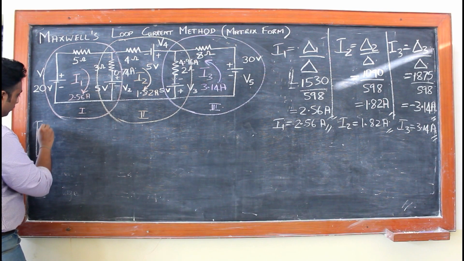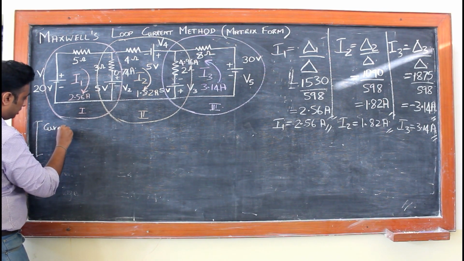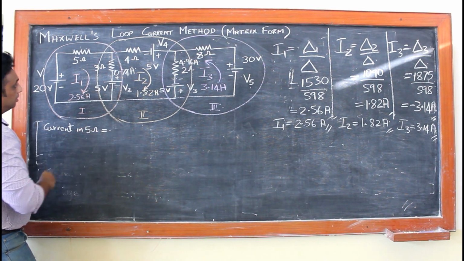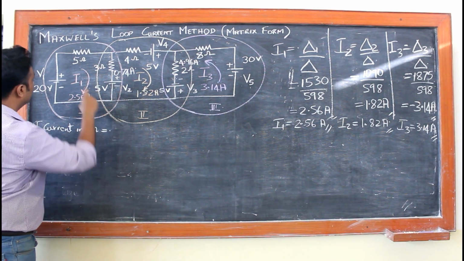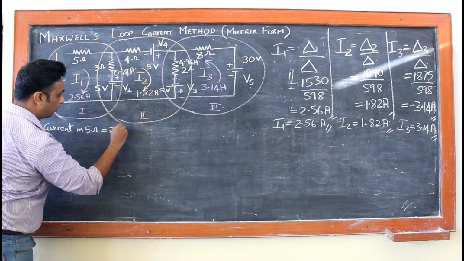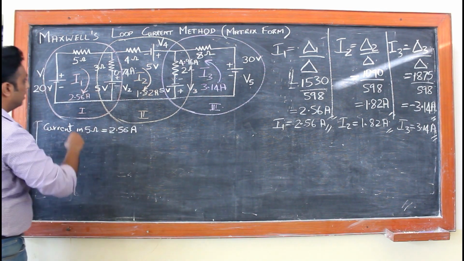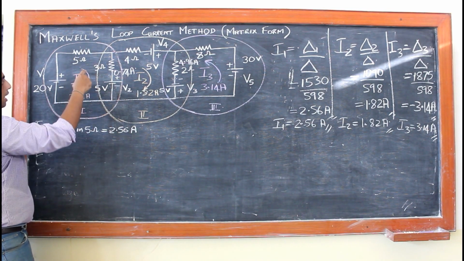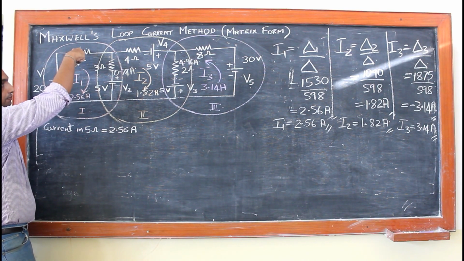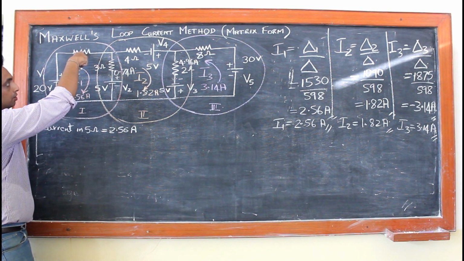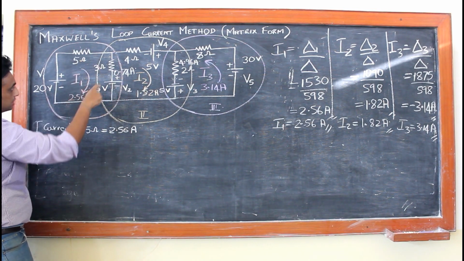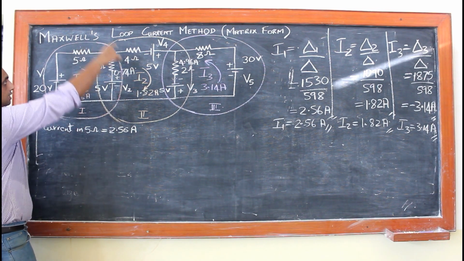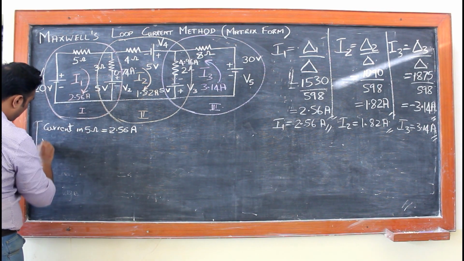So I will take the 5 ohms first. So, current in the 5 ohms resistor will be equal to I1, which is 2.56 amps. If you can see the loop, I1 is flowing in this loop. So I1 is interacting with the 5 ohms resistor. There is no interaction with the I2. So my current in the 5 ohms resistor will be I1, which is equal to 2.56, as it is in this loop.